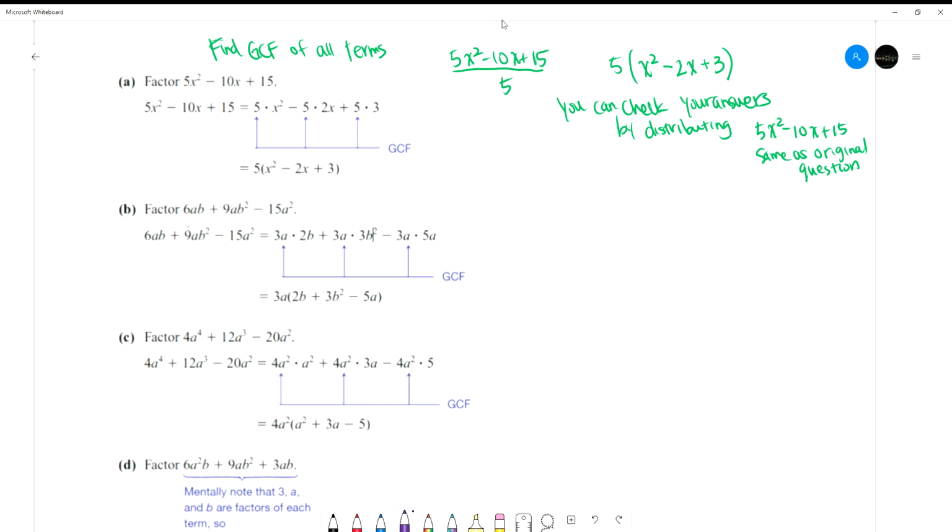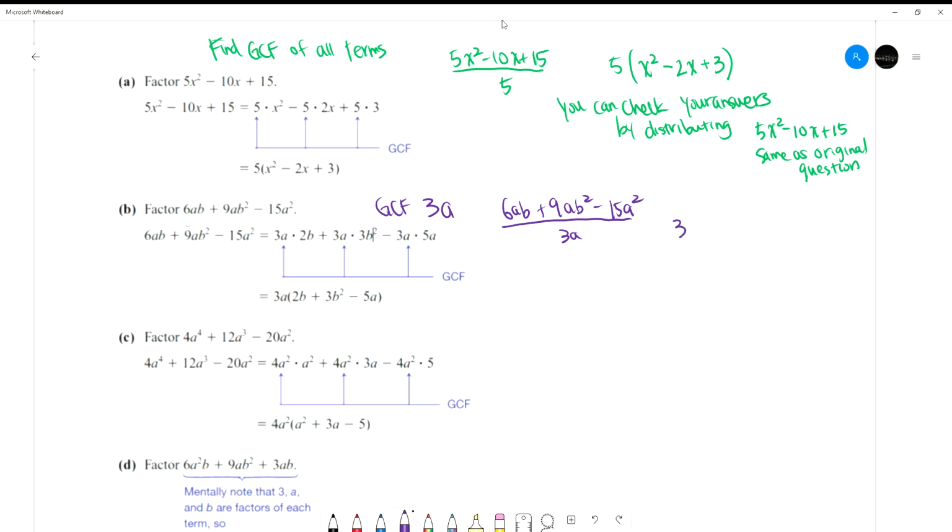So that would be 3, right? So the GCF would be 3, and then look at the a's. What's the smallest a? You have a to the first power and no b, because the last term does not have a b. So the GCF is 3a. So we can do 6ab plus 9ab squared minus 15a squared over the GCF 3a.